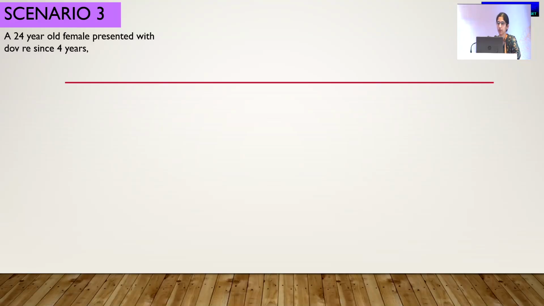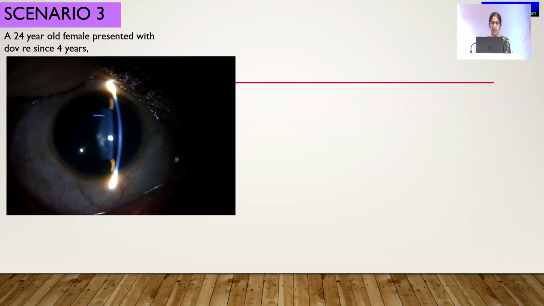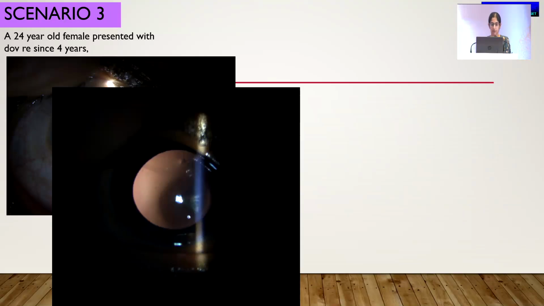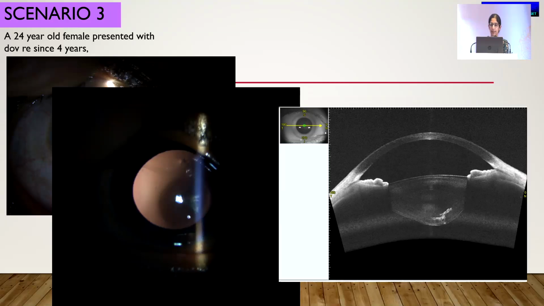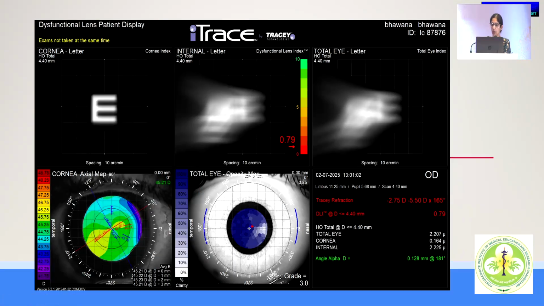Coming to scenario 3, a 24-year-old female patient presented with diminution of vision in the right eye since 4 years. As we can see in the anterior segment picture, there's a slight bulge in the posterior capsule, which we can very nicely see in the retroillumination picture. This is an oil droplet reflex. And in the anterior segment OCT, we can see a nice bulge in the posterior capsule, suggestive of posterior lenticonus. So what does the EyeTrace tell us? The EyeTrace tells us that the dysfunctional lens index has gone down.